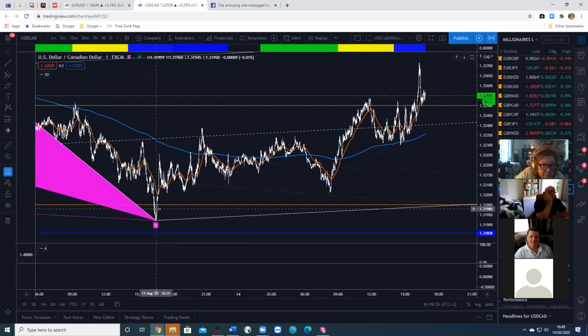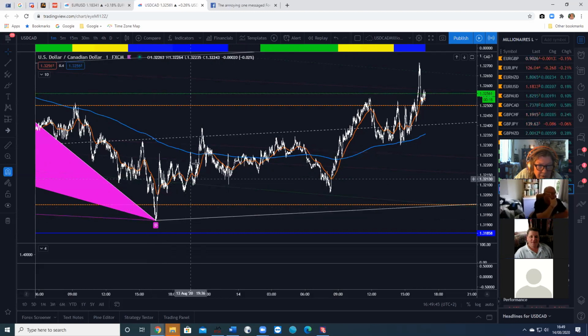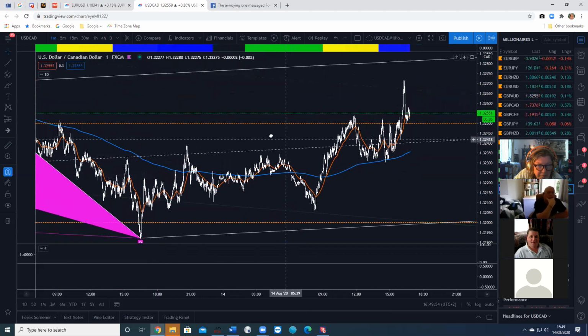It's done something different, which sometimes they do. So it's just gone sort of straight up, hasn't it, to the next pitchfork. Sometimes I suppose news can affect it. So no trade for us here because we didn't have a break and a retest. In fact, we've got to wait to the median line before we can sell this.